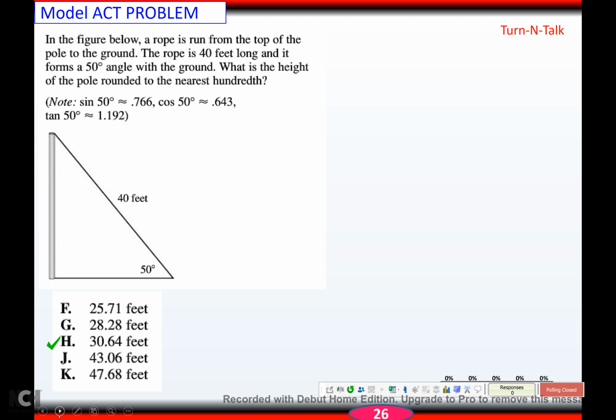And hopefully you got H. In the figure below, a rope is run from the top of the pole to the ground. The rope is 40 feet long, and it forms a 50-degree angle with the ground. What is the height of the pole? So from this angle, they want opposite, and they gave me hypotenuse. That's a sine function, opposite and hypotenuse. So I'm going to set up sine 50 equals opposite over hypotenuse.